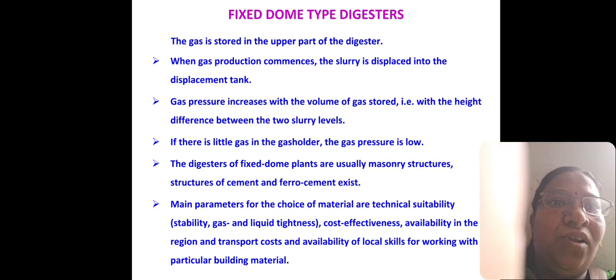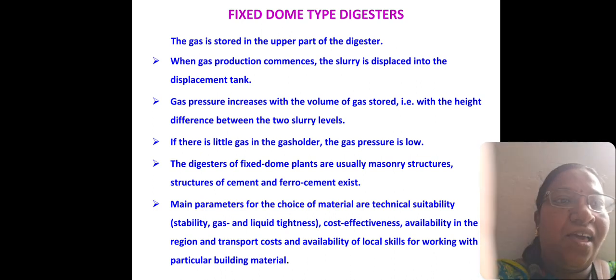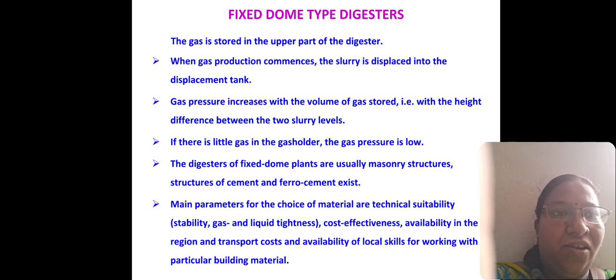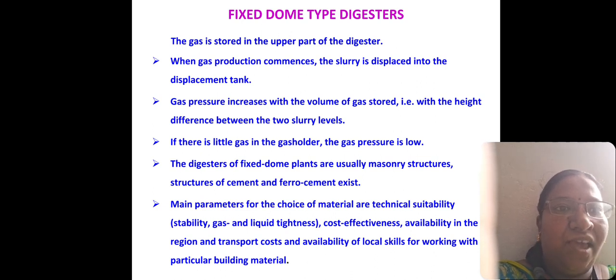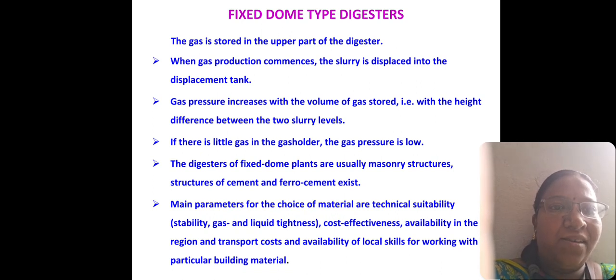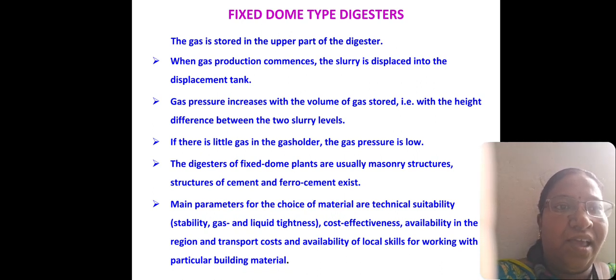The gas is stored in the upper part of the digester. When gas production commences, the slurry is displaced into the displacement tank and it will be sent into the outlet tank. Gas pressure increases with the volume of gas stored and the height difference between the two slurry levels. If there is little gas in the gas holder, the gas pressure is low.